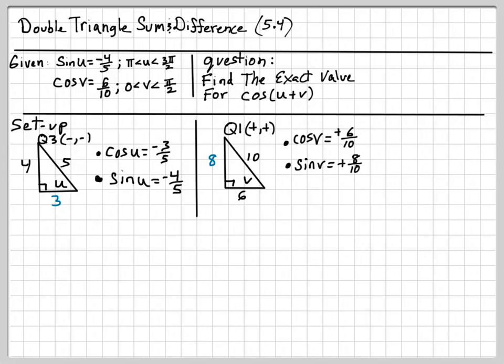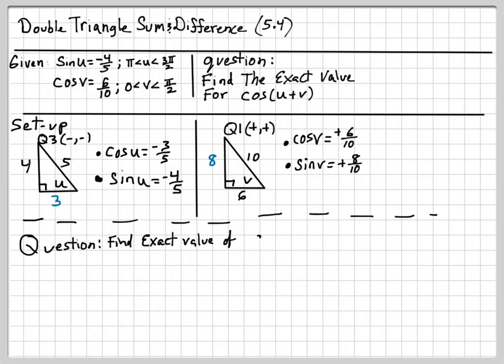So I go ahead and I find those trig values. So that's my setup. After that's done, I can tackle the question now. And so it'll be to find the exact value of cosine of u plus v, the sum difference formula.